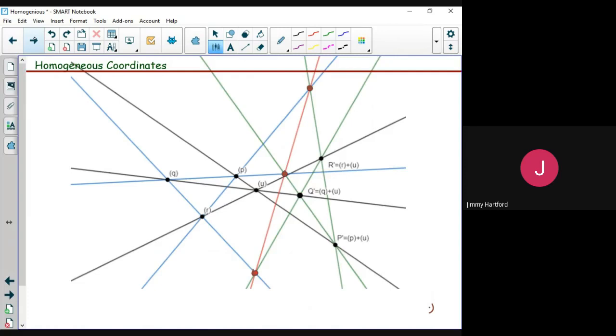So to prove this analytically, we're first going to establish right off the bat that R lies on this line that has R and U. So that means it's going to be some combination of R and U. And Q prime is going to be similarly some combination of Q and U. And P prime is going to be some combination of P and U.